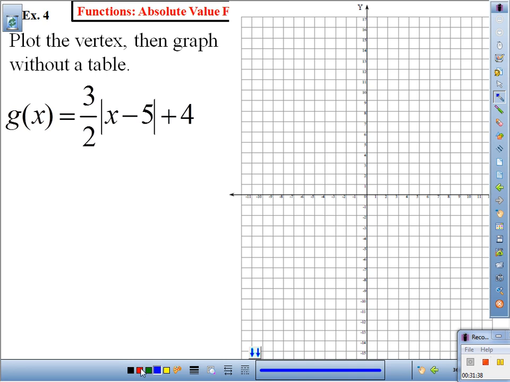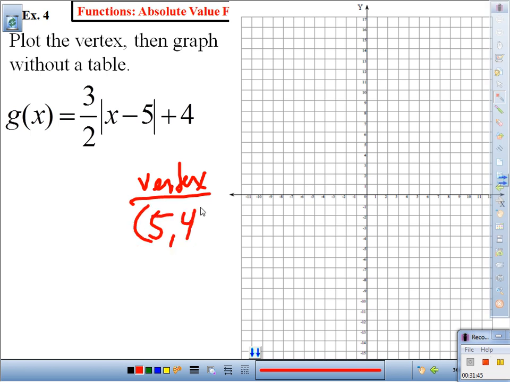All right, here we go. I'm going to use red for this one. Vertex. 5, 4. Slope. 3 up, 2 to the right. 1, 2, 3, 1, 2, plot your point, and do it again. Repeat that up and to the right for each new point.